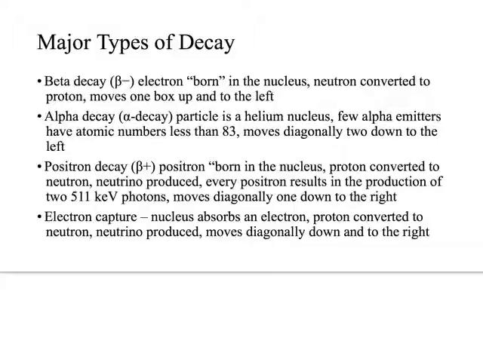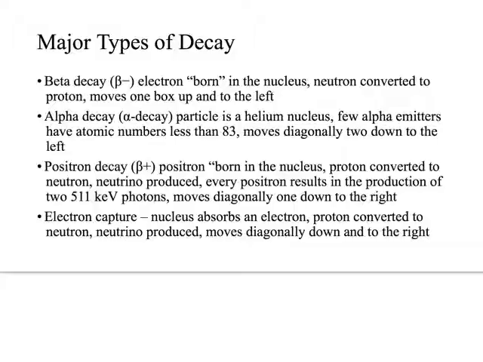So here are the major types of decay. We'll talk about beta decay, and sometimes it's represented with that B and a little negative. So when I'm talking about beta decay, I'm going to call that beta negative. In this case, an electron is quote-unquote born in the nucleus, and what happens is a neutron actually gives off an electron, and in the process of giving off an electron, turns into a proton, right? Because a neutron is what? Neutral. So if a neutral thing gives off a negative thing, it becomes positive, right? That's weird.